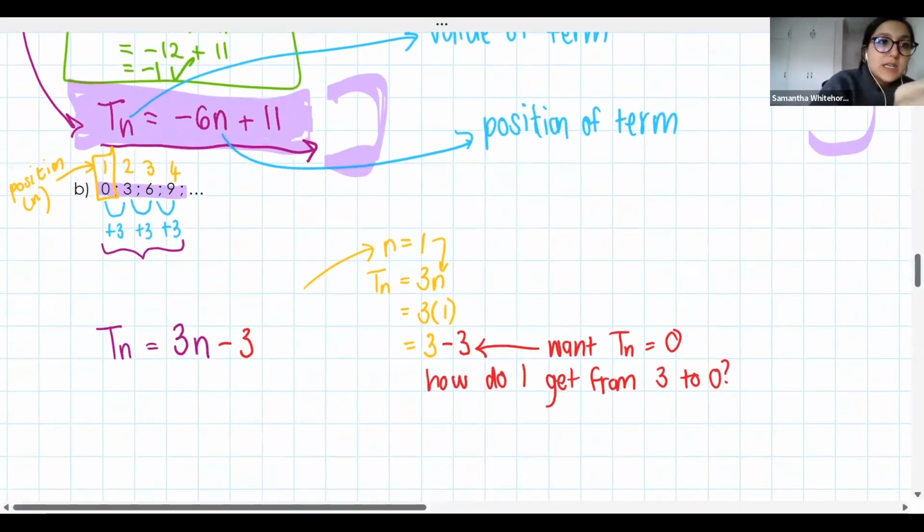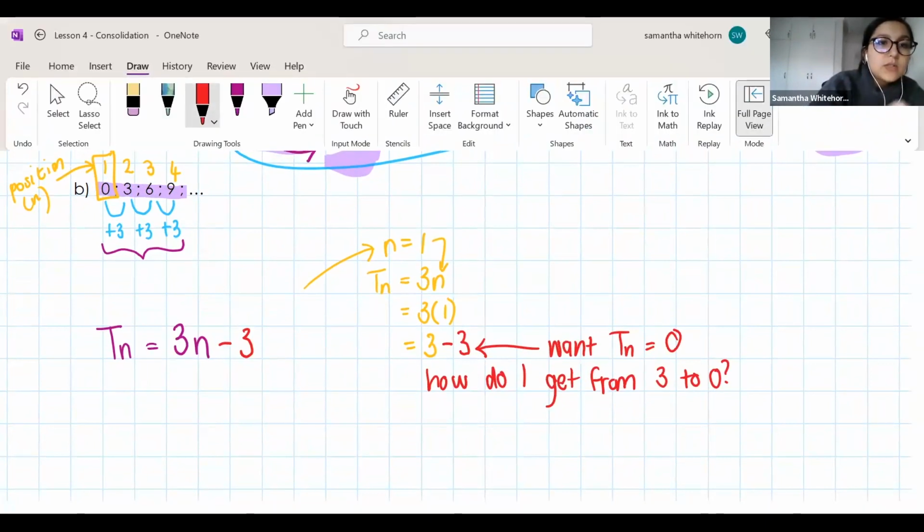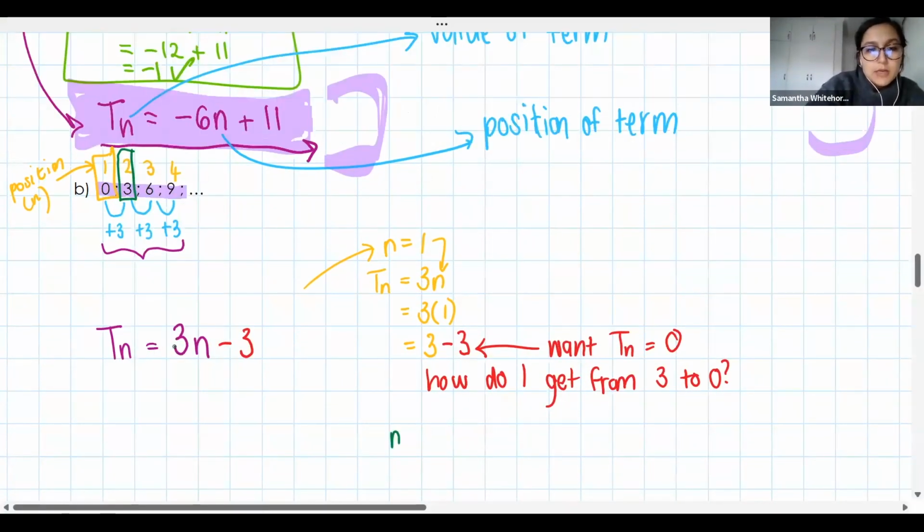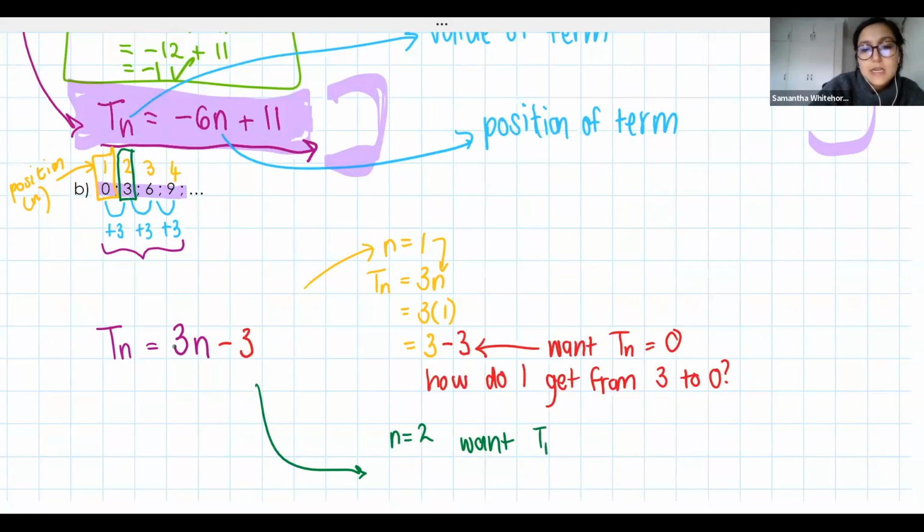Now, again, we need to double check ourselves. We always want to double check that what we are doing is correct. So now I take my n value of 2. If n is equal to 2, I'm going to substitute it into this formula and double check that I get a tn value of 3. I don't know why my pen is choosing to be difficult.